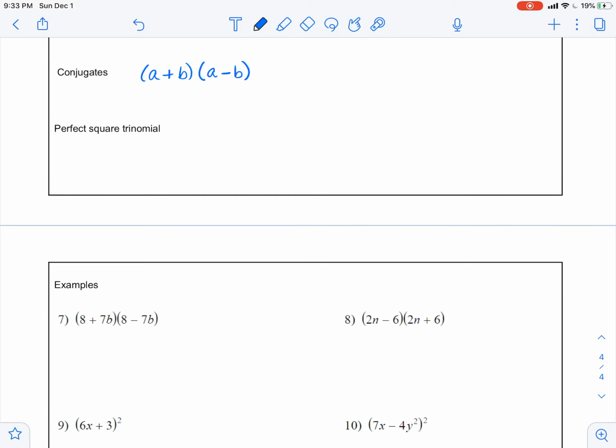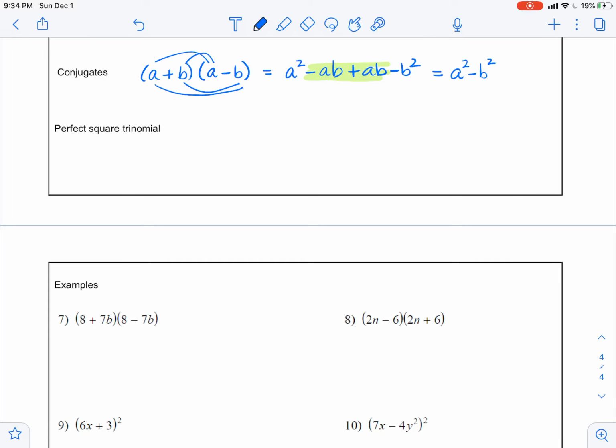And the one thing that makes these special is that when I multiply them, I'm going to do FOIL real quick. I do first, and I'm going to get a squared. Then I'm going to do outside, then inside, and then the last, okay? And what makes these special is this piece right here. You notice that you have a minus ab and a positive ab, and those will cancel out, and I'm only going to be left with a squared minus b squared, okay?